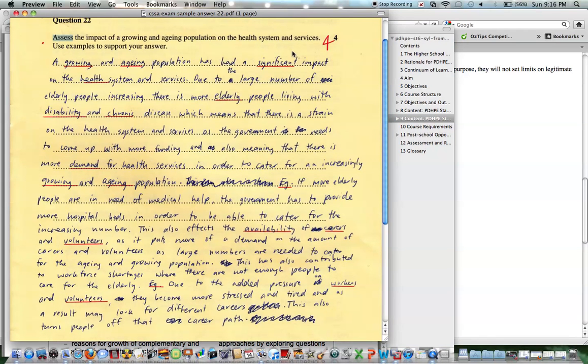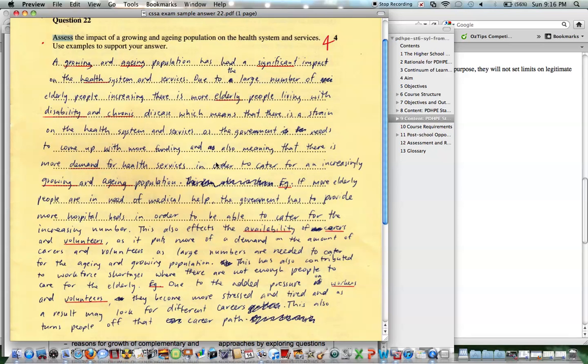Just so we have a look at this answer here, again we're starting to see a little bit of underlining, which from myself and Mr. Sullivan's point of view is very pleasing. So a growing and ageing population has a significant impact on the health status and services. Due to the large number of elderly people increasing, there is more elderly people living with disability and chronic disease, which means that there is a strain on the health system and services as the government needs to come up with more funding, and also meaning that there is more demand for health services in order to cater for an increasing, growing and ageing population.